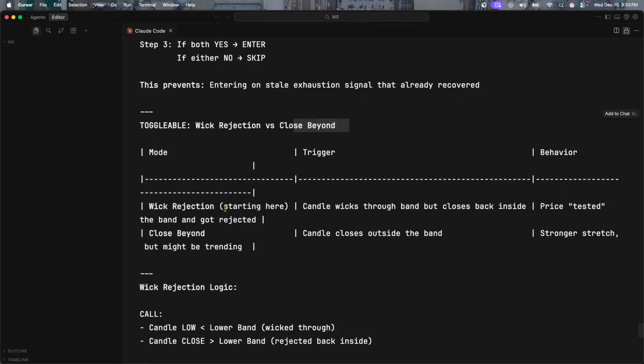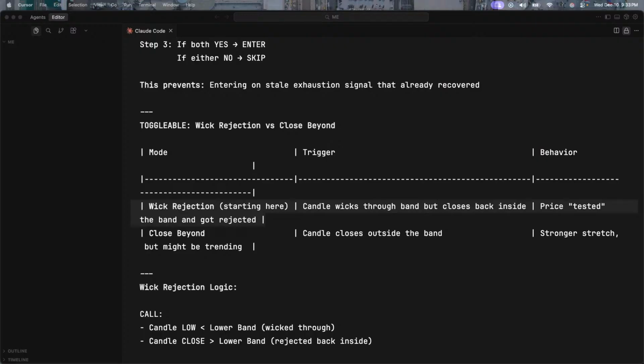A toggleable wick rejection or close beyond. So wick rejection, we're starting here. The candle wicks through the lower band, but it closes back inside. The price tested, but it was rejected. And then close beyond: it closed beyond the outside band. Stronger stretch, but might be trending. So that's why I don't want the close beyond. I'd rather start with a wick rejection, because that keeps it clear and clean.